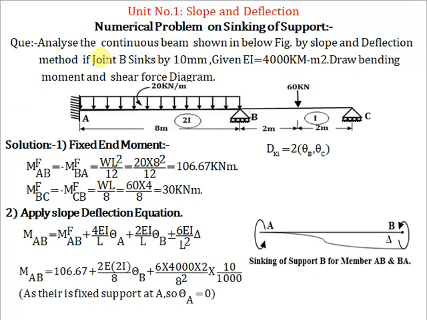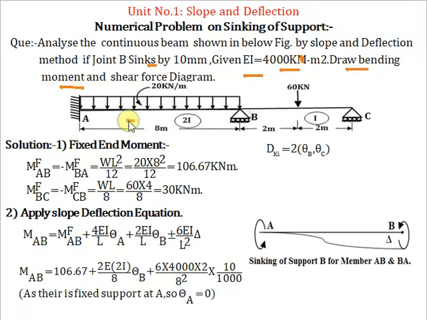Problem statement as follows: analyze the continuous beam shown in the figure by slope deflection method if joint B sinks by 10 mm. Flexural rigidity EI is equal to 4000 kN meter square. Draw the bending moment and shear force diagram.